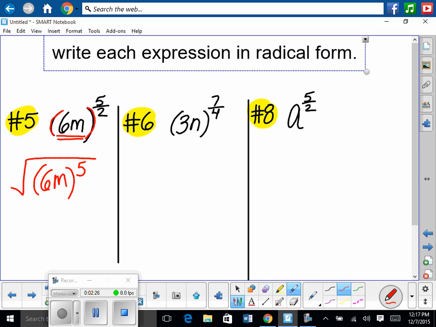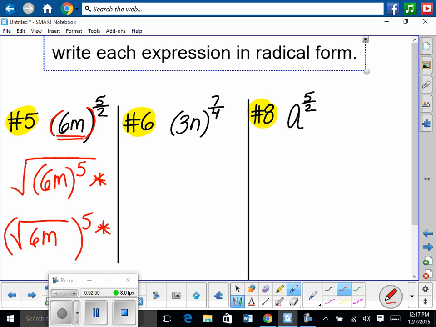Now understand that you could write it like this, the square root of 6m, and it's all raised to the 5th power. Either answer is equally correct, and you could see it either way. It just depends on the test, and it just depends on who's writing the test, but they are equal. Either way, the parentheses are correct in both cases, specifying that they're both under the root, and they both are raised to the 5th power.